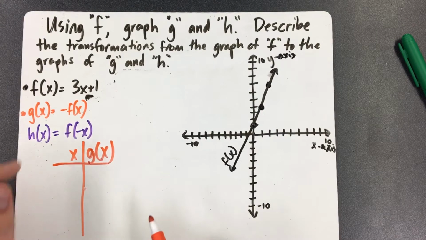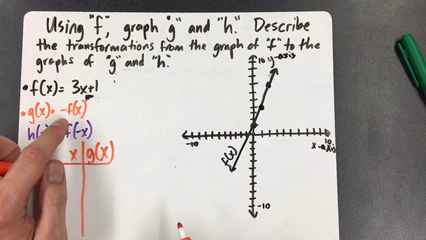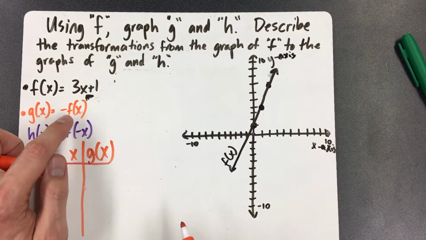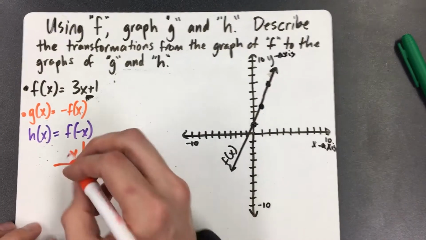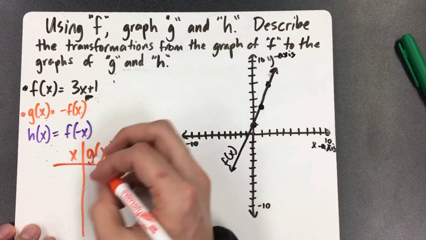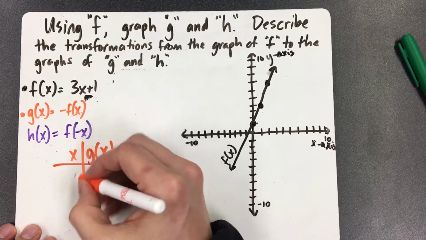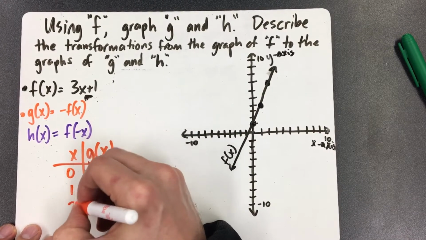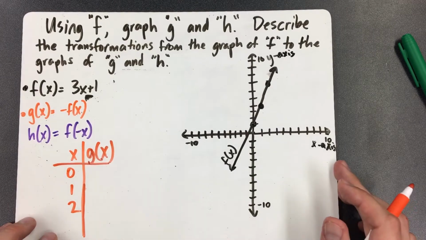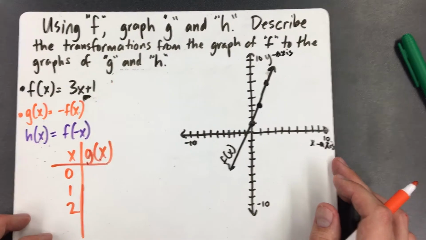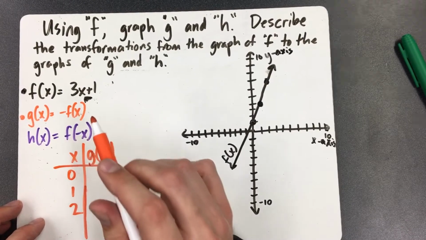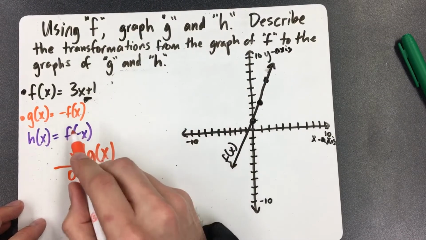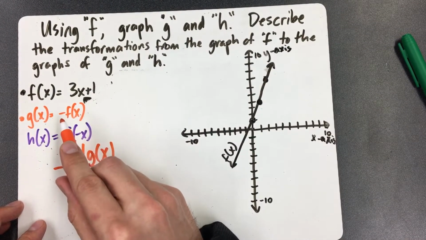For the letter g of x, look at the instructions. It's telling us to do the negative function of x. What that means is pick the numbers that you want. Let's just pick easy numbers again. Let's pick 0, let's pick 1, and let's pick 2. You're still going to plug it in just like normal. But when we get our final answer, we're going to flip it to the opposite sign. That's what the negative sign is telling you.